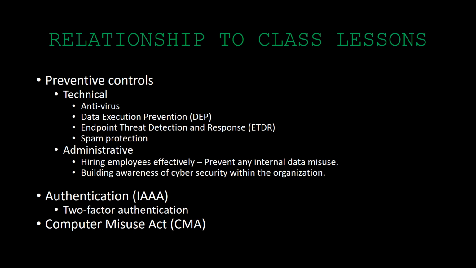Okay, so now the relationship to our class lessons. We've talked earlier on about the recommendations given by Verizon Enterprises. All these actually fall into the category of preventive controls. So, for example, in the technical aspect of preventive controls, they talked about antivirus, the DEP, the ETDR, as well as spam protection. What all these do is prevent such cyber espionage from happening.